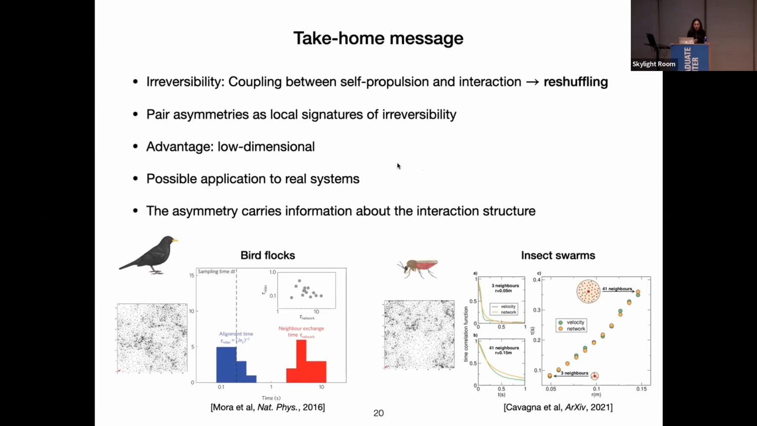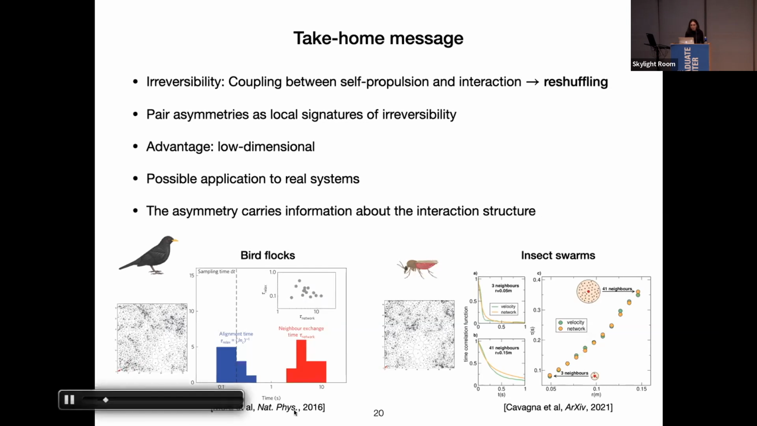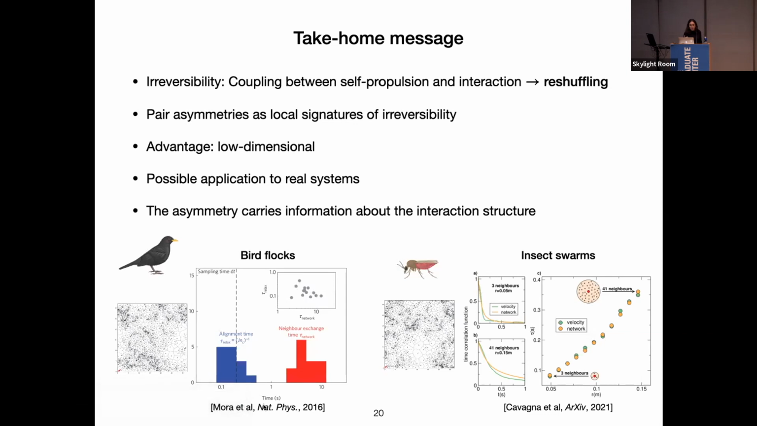This tells us why we were not able to distinguish between forward and backward directions in the original movie: birds are in a condition of local equilibrium, as was already put forward in this 2016 paper, where they measured from real data the timescales related to the relaxation of the velocity correlations at the scale of the interaction radius, and the neighbor exchange time, tau network, which corresponds to the red data. And there is a clear separation of scales, telling us that real bird flocks operate in a condition of local equilibrium.